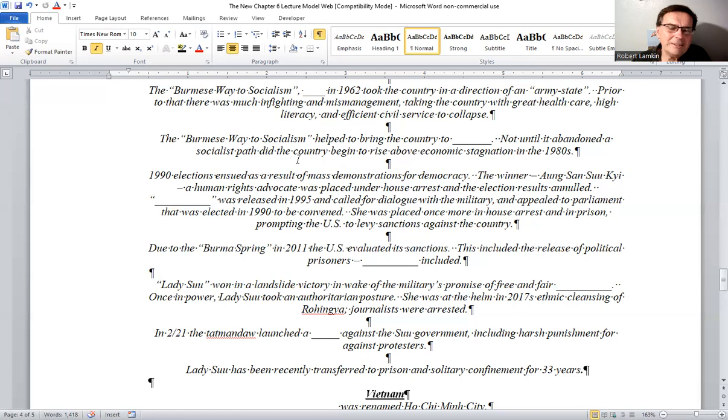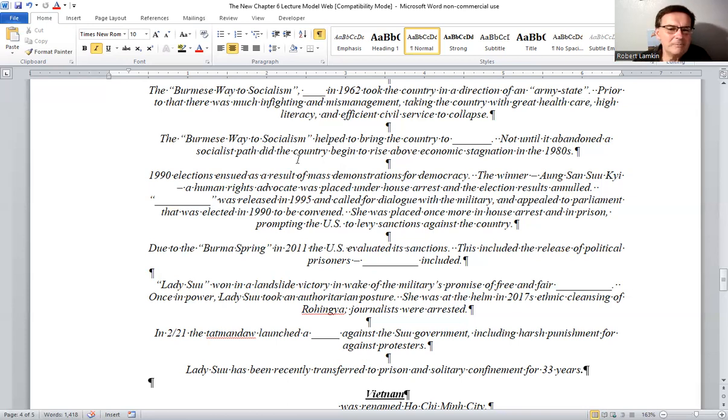Now, this is very sad to me, and it's sad to the human rights community, but once in power, Lady Suu took an authoritarian posture. And she was at the helm in 2017's ethnic cleansing, I can't believe this, of the Rohingya Muslim group. Journalists were speaking out about it. She had them arrested, right?